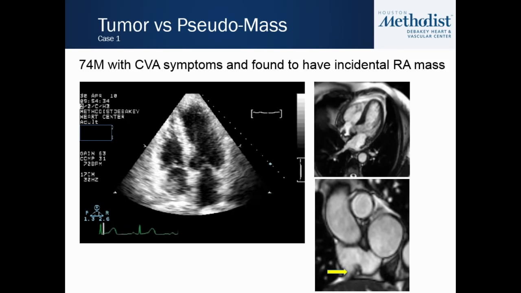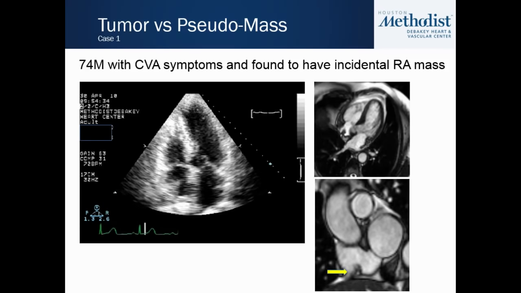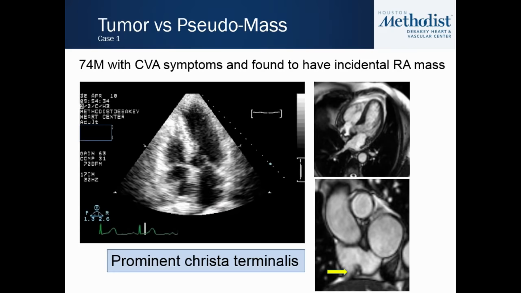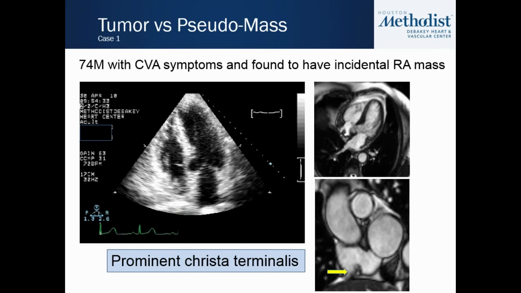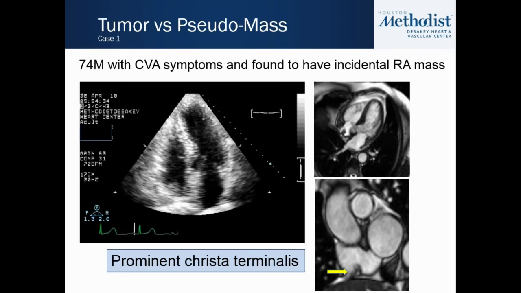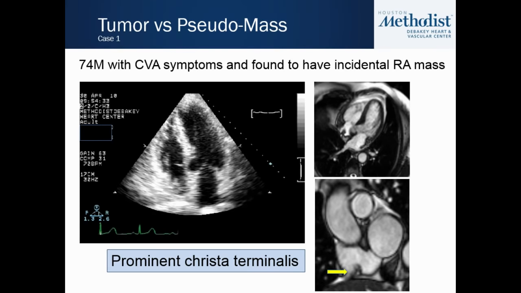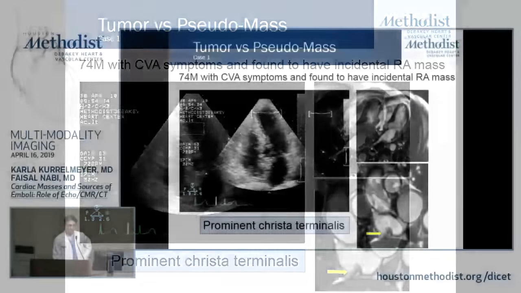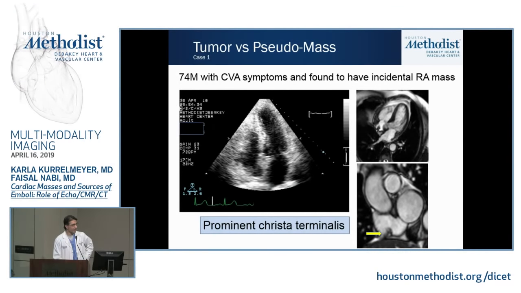So here I show you the representative CMR images. This is a normal variant. This is just a very prominent crista terminalis that we're seeing. But I hope you can see that with CMR, because of the spatial resolution and the ability to have a large field of view, you can really look at this structure and make sure it truly is a benign structure. So the first thing is, you've got to differentiate tumor from just normal variants in the heart.